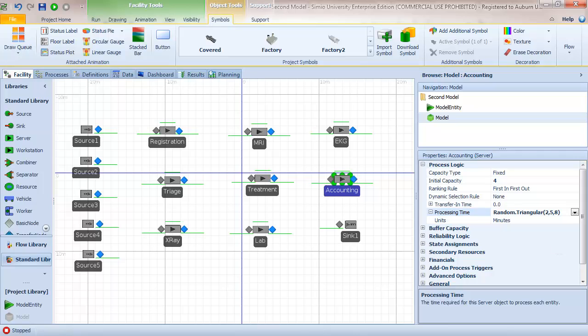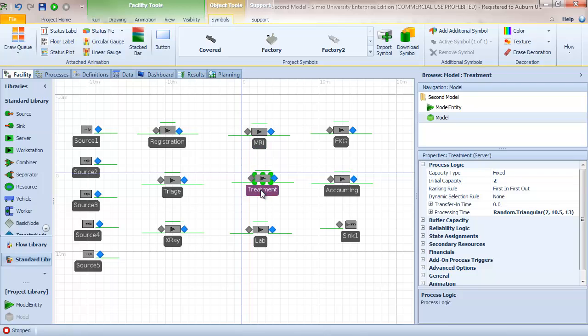So we have for registration, capacity 1 with a mean of 2 minutes. For triage, we have a capacity 1 with a mean of 5 minutes. For X-ray, we have capacity 1 for a mean of 10 minutes. MRI, capacity 2, mean of 18 minutes.